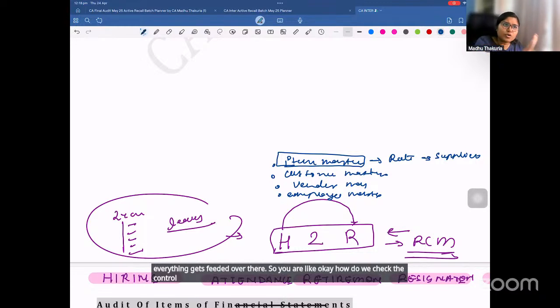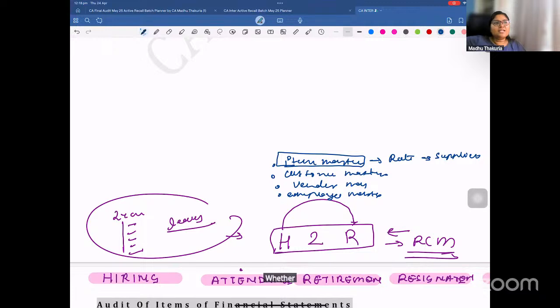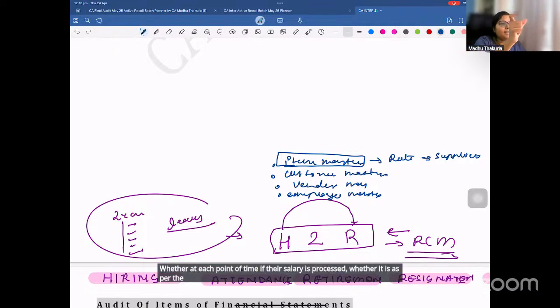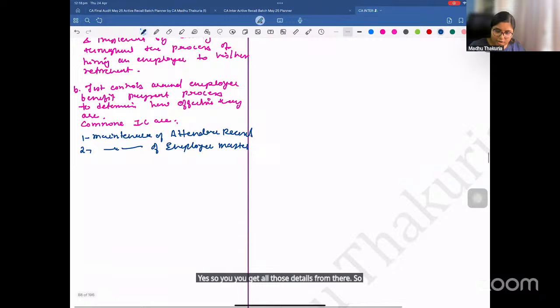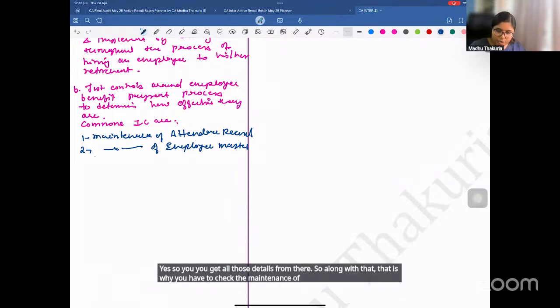You don't always have to go to the document. Once you get all the information from the document, you check whether at each point of time, if their salary is processed, whether it is as per the salary amount fixed or the basic amount fixed or whatever allowances are fed into that employee master. Yes. So you get all those details from there. So along with that is why you have to check the maintenance of employee master.